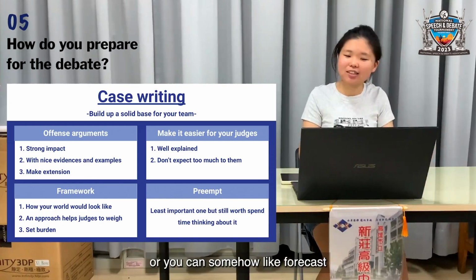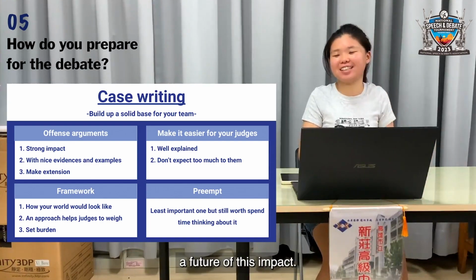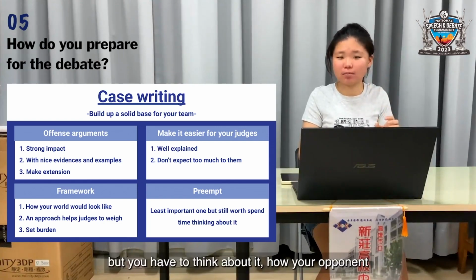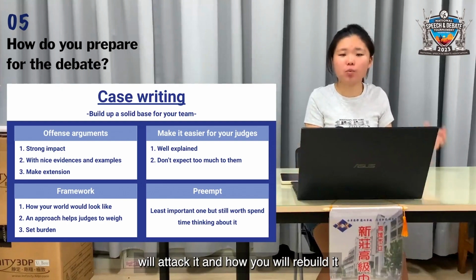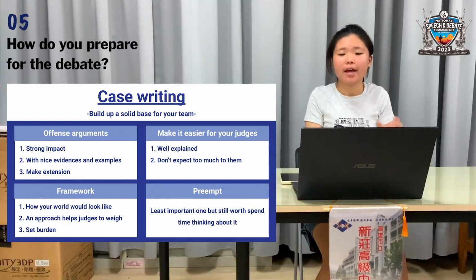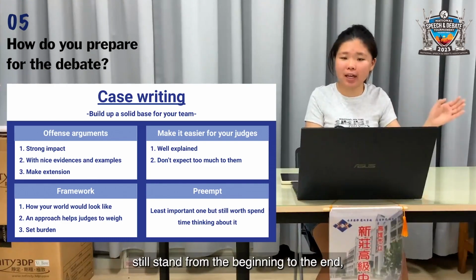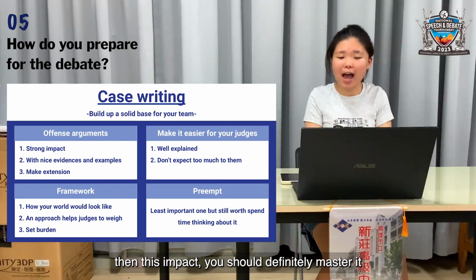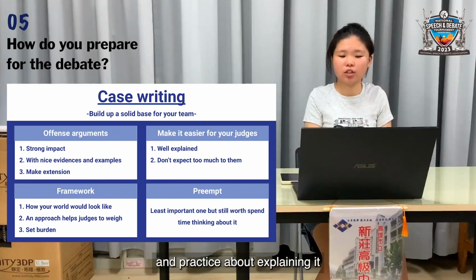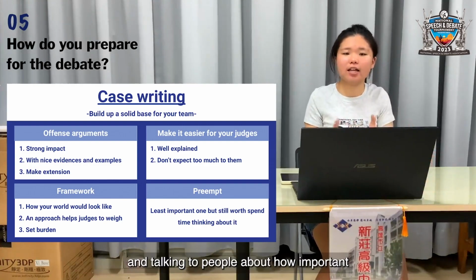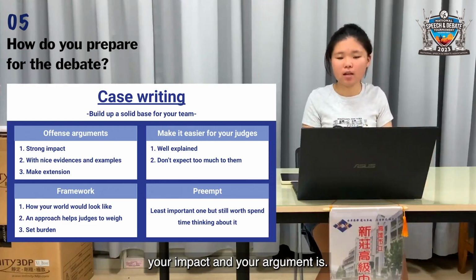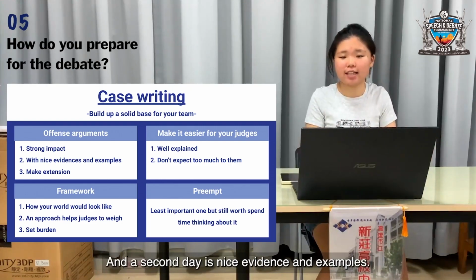Or you can somehow forecast the future of this impact. I know it sounds a little bit ambiguous, but you just have to think about how your opponent will attack it, and how you will rebuild it, and see if this impact could still stand. If this impact still stands from the beginning to the end, then this impact, you should definitely master it and practice tons of things about explaining it and then talking to people about how important your impact and your argument is. And the second thing is nice evidence and examples.